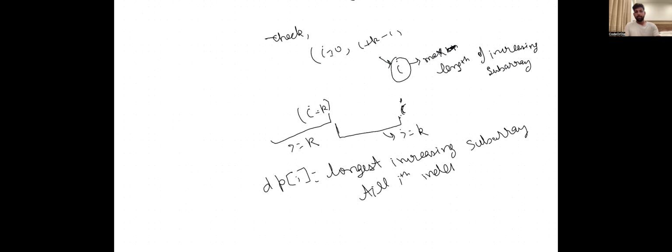And so my dp of I will be the longest increasing subarray till the ith index. And whenever we are doing the check function, I will be given an index and I will have to tell if there exist any two adjacent subarrays.